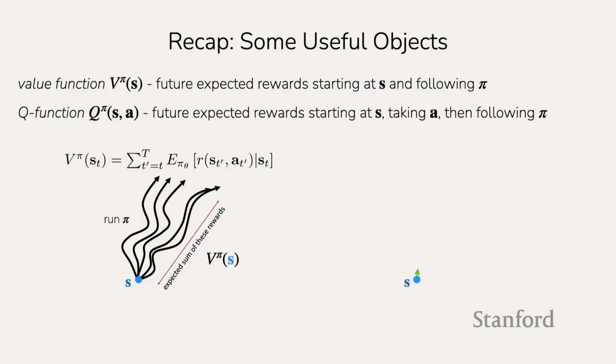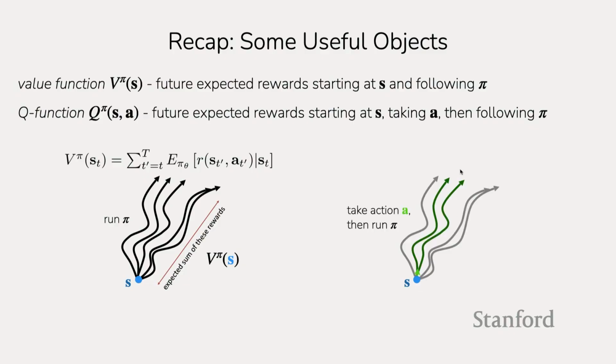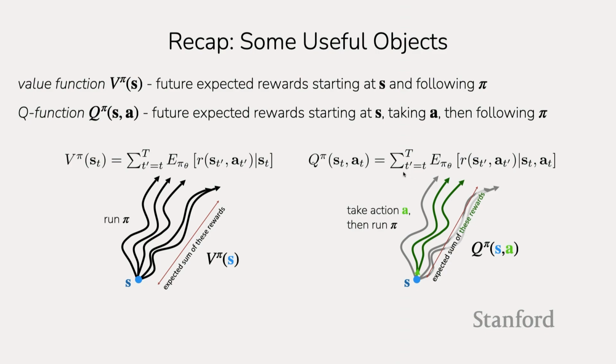And then for the Q function, instead of starting at S and running the policy, we'll start at S, take A, and then run the policy. And so we will then be averaging the sum of rewards over the trajectories that were a result of running the policy after taking action A at state S. We can write this as, again, the sum over the future rewards, conditioning on starting in state S, taking action A, and then running the policy in the future.